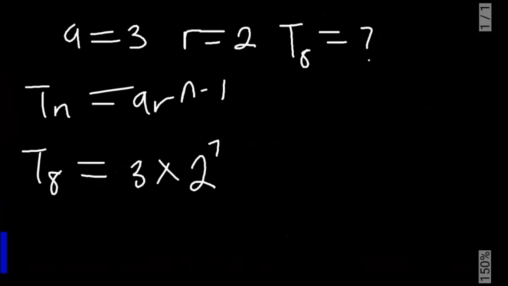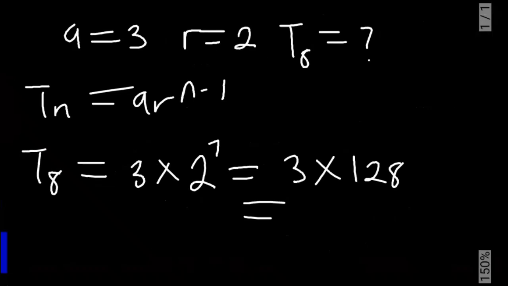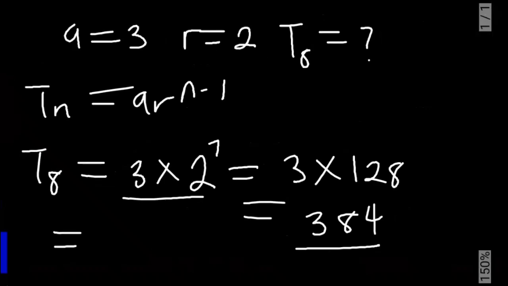So this is 3 multiplied by 2 raised to the power of 7. 2 raised to the power of 7 is 128. So 128 multiplied by 3, we have 384. So this is the eighth term. You should know that this is not 6 raised to the power of 7. No, you don't solve it that way. This is the way to do it.